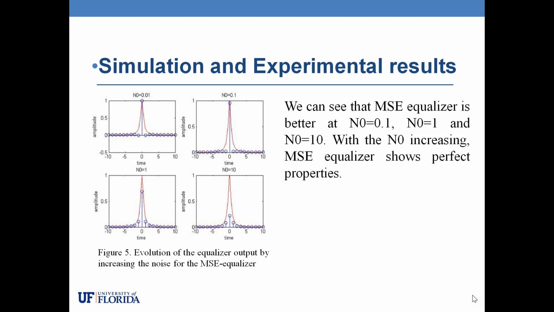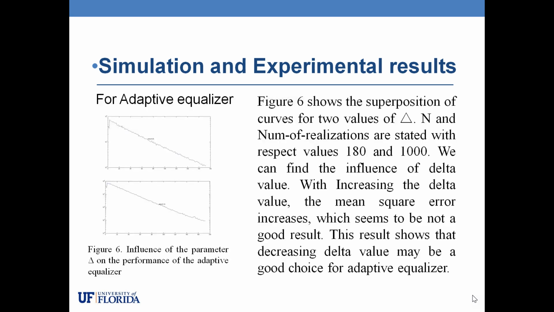We can see that the MSE equalizer is better at N0 equals 0.1, N0 equals 1, and N0 equals 10. With the N0 increasing, the MSE equalizer shows perfect properties. Figure 6 shows the superposition of curves for two values of delta.